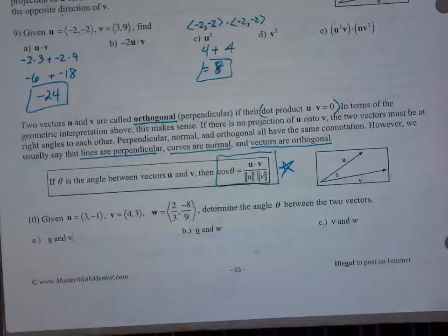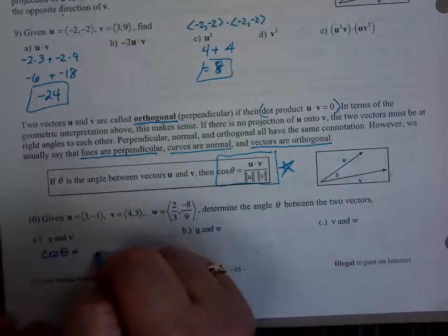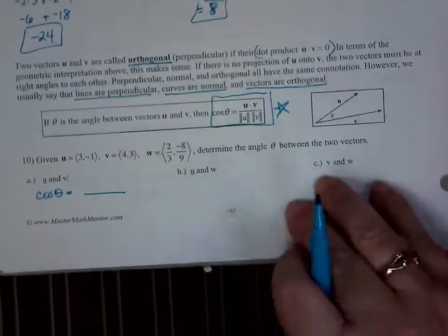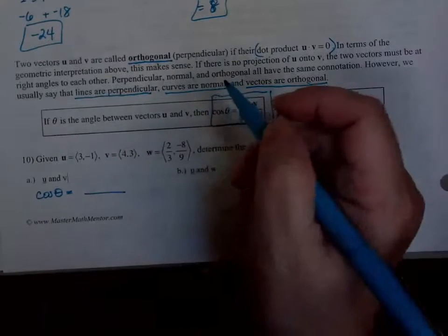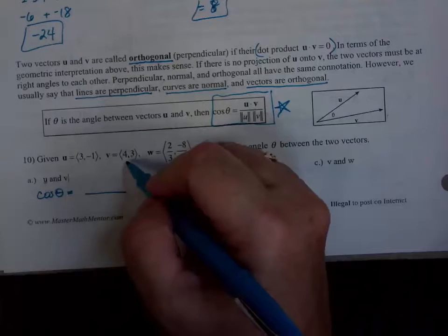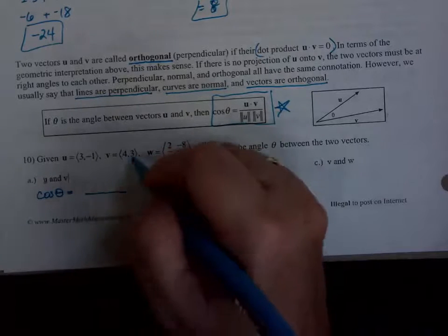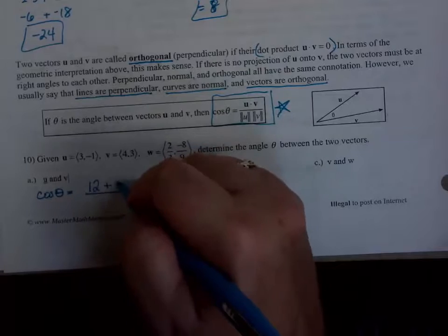We write cosine theta equals fraction bar. Please do u dot v for me. You don't have to get the final answer. Just tell me, what am I adding together? What two numbers with u and v if I'm doing the dot product? 3 times 4 is 12. And 3 times negative 1 is negative 3. So that's all I want on top for now.